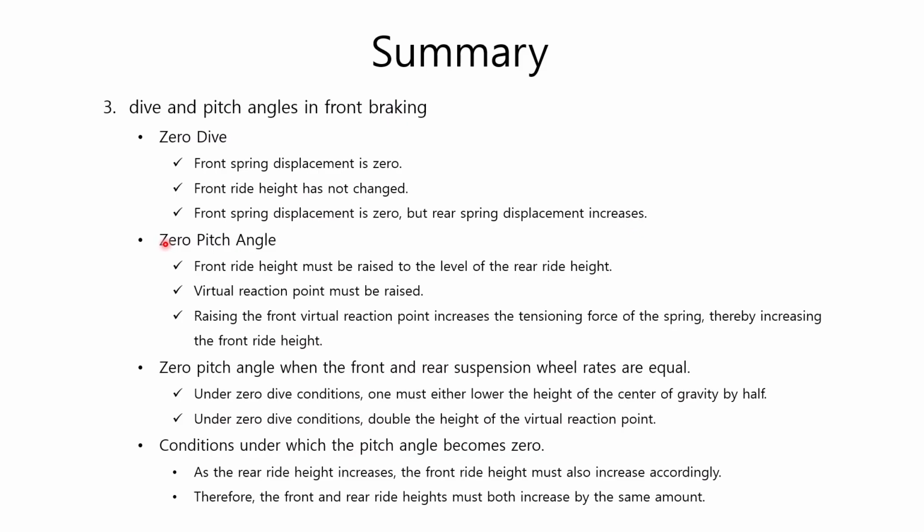I explained how to achieve a zero pitch angle. To achieve a zero pitch angle, the front ride height must be raised to the level of the rear ride height. To do this, the virtual reaction point must be raised. Raising the front virtual reaction point increases the tensioning force of the spring, thereby increasing the front ride height.